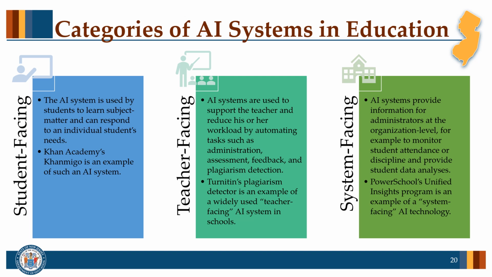AI systems in schools tend to fall into three categories. The first category is student-facing, in which the AI system is used by students to learn subject matter and can respond to an individual student's needs, such as intelligent tutoring systems or adaptive or personalized learning systems. Khan Academy's Khanmigo is an example of such an AI system. The second category is teacher-facing, in which AI systems are used to support the teacher and reduce their workload by automating tasks such as administration, assessment, feedback, and plagiarism detection. Turnitin's plagiarism detector is an example of a widely used teacher-facing AI system in schools.